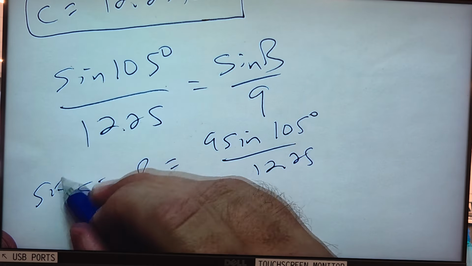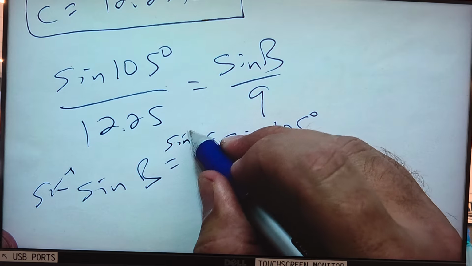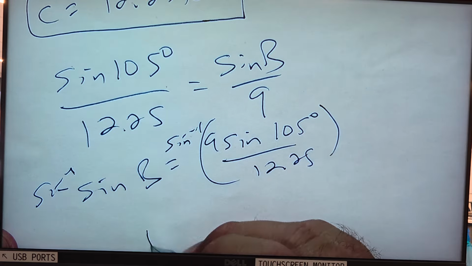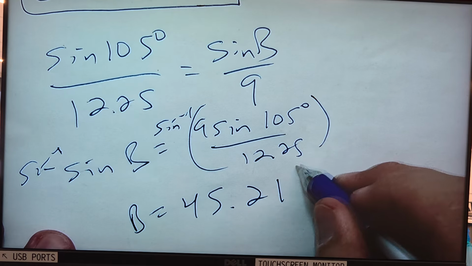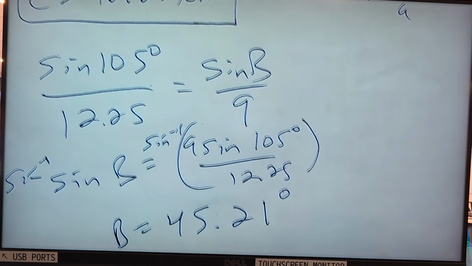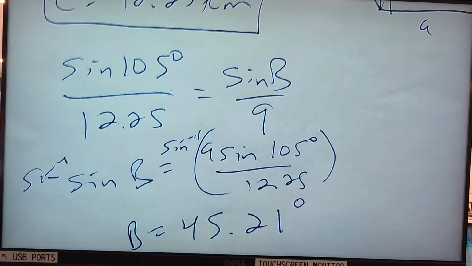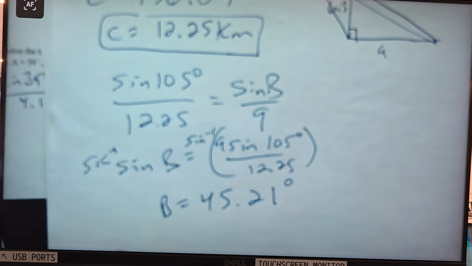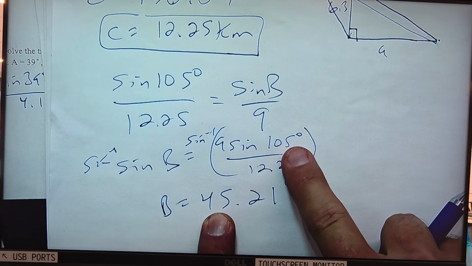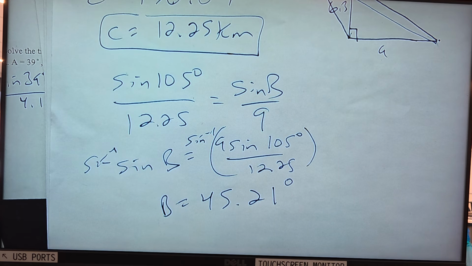So then I take the inverse sine, and then you just throw this in the old calculator, and you get 45.21. So what's the only thing we don't know? Angle A, and that's easy to get because we know angle C and we know angle B. So angle A is trivial. You get 29.79 degrees. You guys with me?